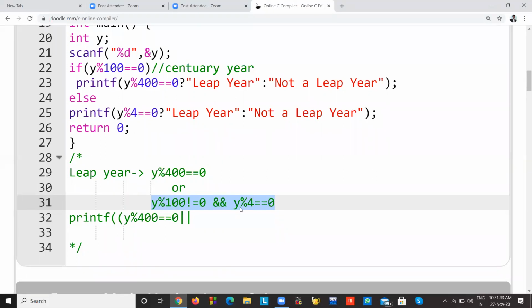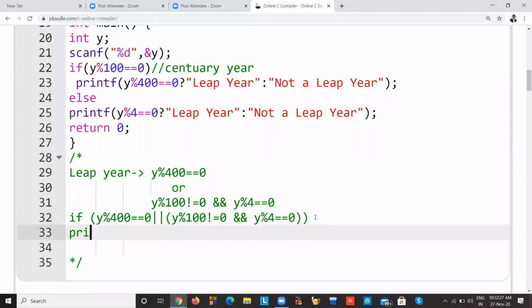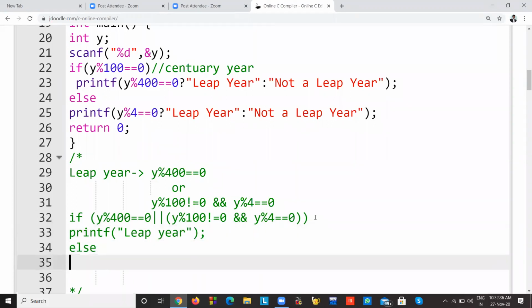So I am enclosing these two in another bracket. Look, among these two, either divisible by 400, or not divisible by 100 and divisible by 4. Okay, if either of these is satisfied, it is a leap year. So I will write like this: if either year is divisible by 400 or year not divisible by 100 but divisible by 4, then printf "Is a leap year." Good. Else, no conditions, directly "Not leap year."